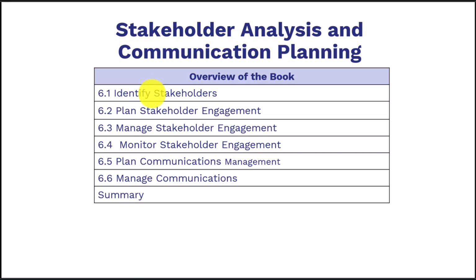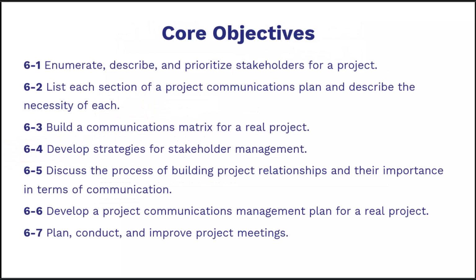The core goals for this module are 7. 1. We're going to enumerate, describe, and prioritize stakeholders for a project. We will list each section of the project management communication plan. We're going to build a communications matrix. We're going to develop a strategy for stakeholder management.